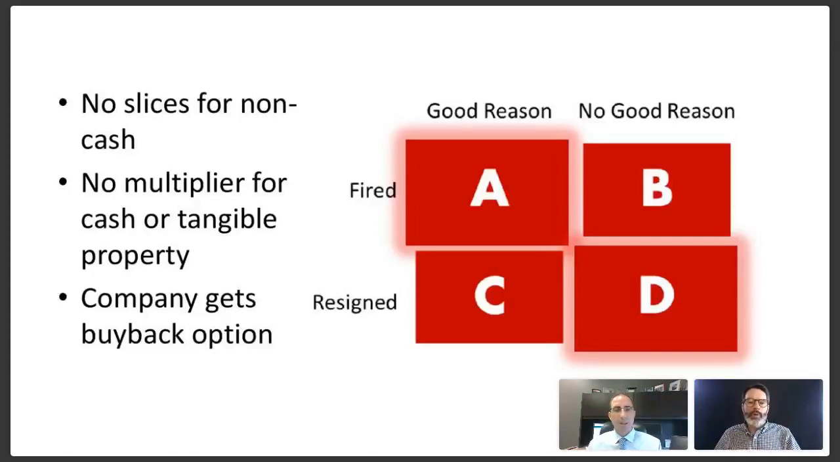Any slices. So imagine you were a solo entrepreneur. It was just you, and you quit your job. You lose everything, right? So it's the same penalty for Slicing Pie.